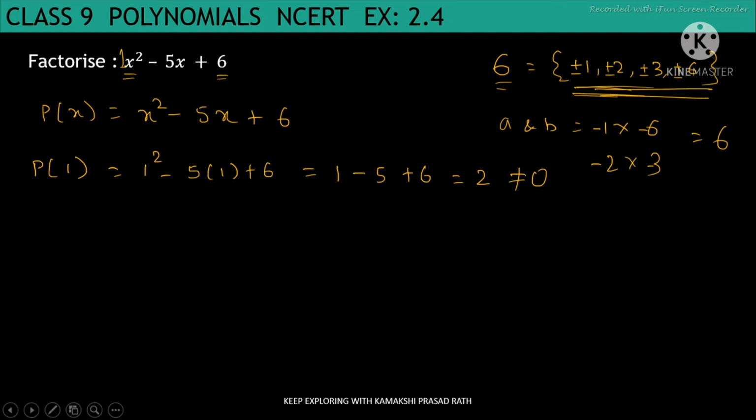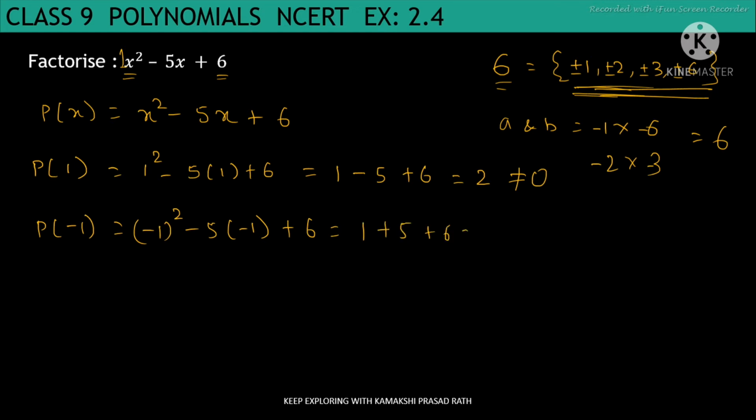So only we have to see where we get zeros. Next let us find P of minus 1. If I put minus 1 here, minus 1 squared minus 5 into minus 1 plus 6, so 1 plus 5 plus 6 we get 12. This is also not equal to 0. So here we have to check for other numbers.